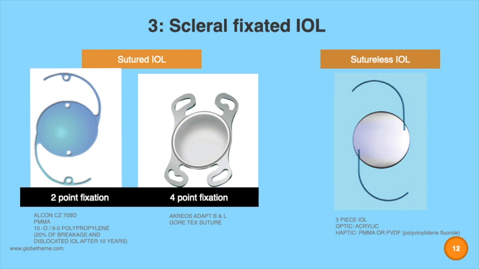Generally, for sutured scleral fixated IOL, there can either be the 2-point fixation or 4-point fixation. The idea of 4-point is to give a broader fixation base for the IOL and to avoid IOL tilt, which commonly occurs with 2-point fixation. Whereas for sutureless intraocular lenses, we have two options of IOL, which can either be PMMA or the PVDF haptic.